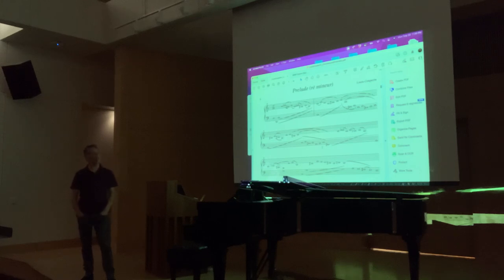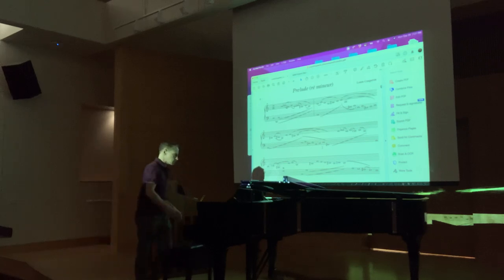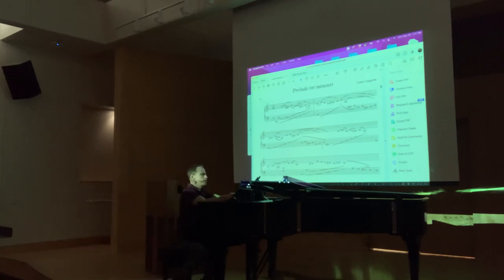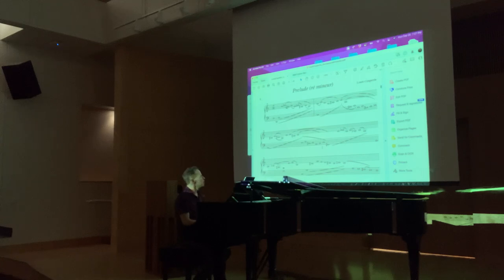So what do we see here, and what do we do with this? If I just play this as written on the screen, more or less, I'm going to do a very fast quarter note equals, because otherwise it'll be 9 o'clock by the time I get to the end of even these three systems.